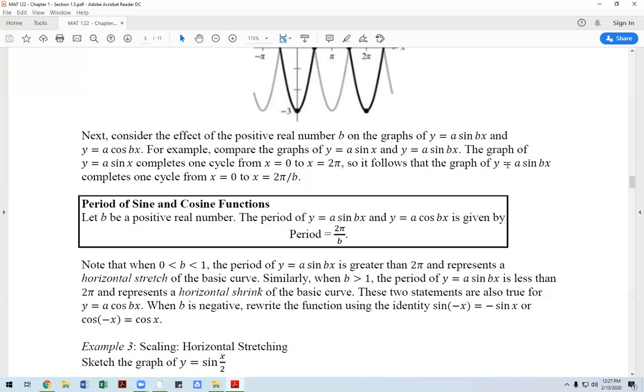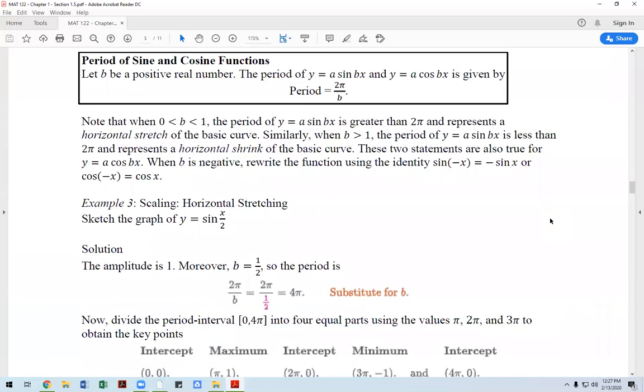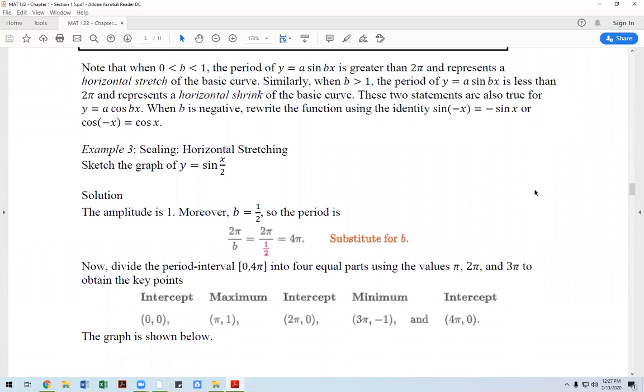So looking at, I don't know why it doesn't move anymore. They're actually using the idea of odd and even functions here again if b ends up being a negative value. So that's something we'll look at when we get through our examples.